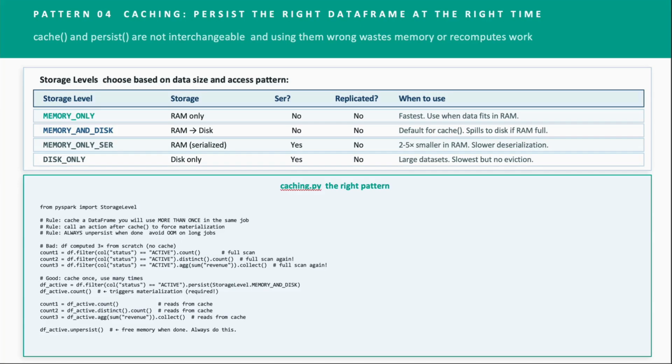Rule number 3, always unpersist when you are done. On long running jobs, accumulated caches will eventually cause an OOM. Free the memory explicitly. And rule 4, cache is not persist memory only. Cache equals persist memory and disk. If your data frame is too large for memory, cache safely spills to disk. Memory only would cause recomputation, not what you want.